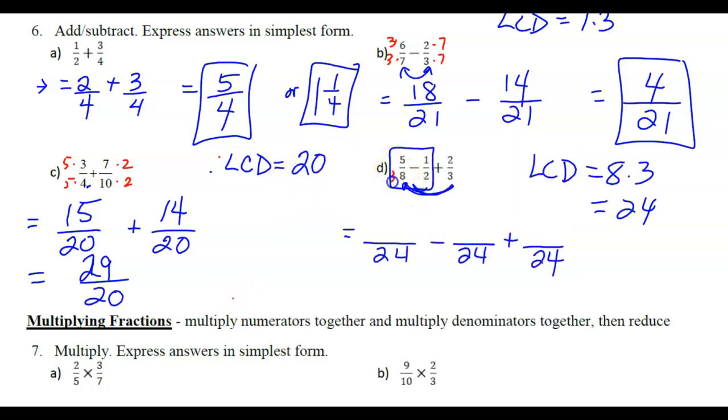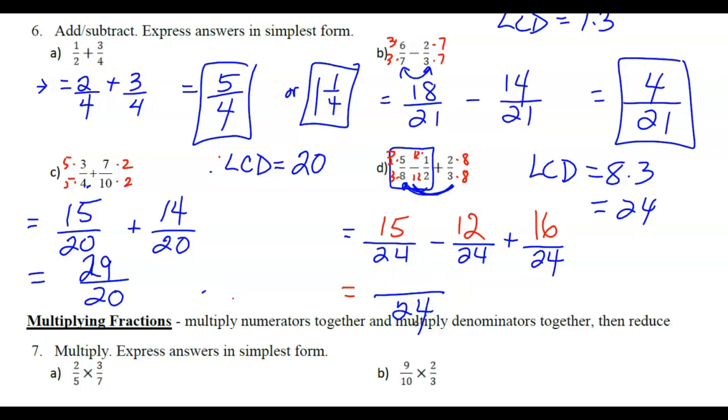Okay, so 8 times 3, so that's 15, right? 3 times 8 is 24, 3 times 5, hard to read my writing, is 15. Then 12 times 2 is 24, 12 times 1 is 12. And then 3 times 8 is 24, 2 times 8 is 16. And always remember your final answer, keep that same denominator.